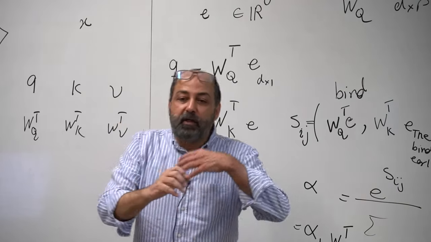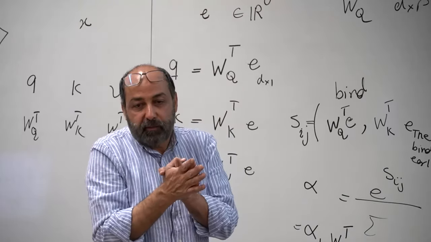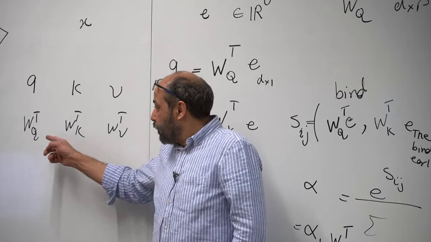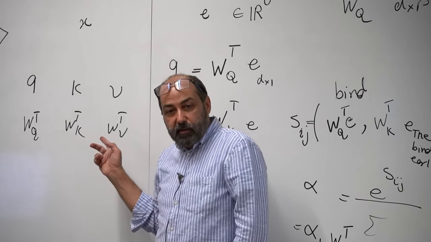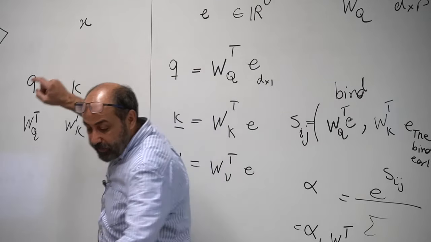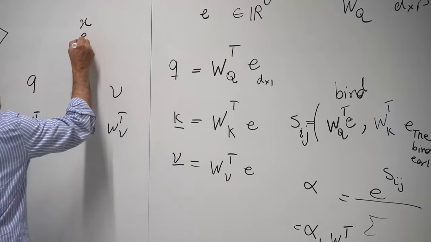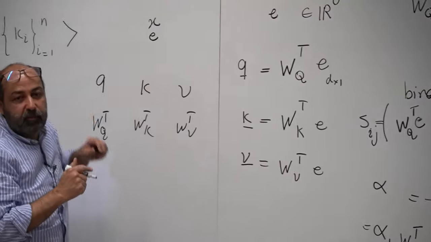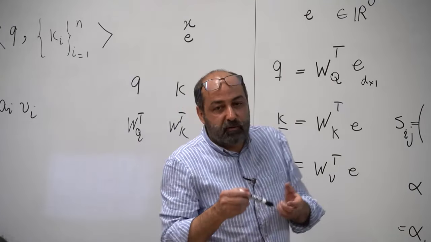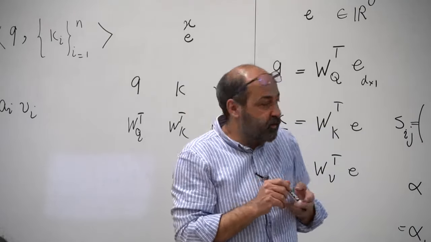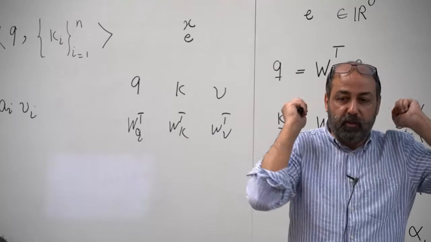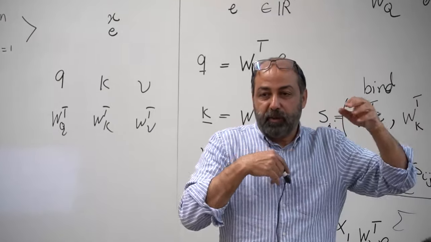You have to learn all of them at the same time. It's not that these two are fixed and then you compute this. You compute all of these three matrices and representations at the same time through backpropagation. You don't have pre-calculation for word embedding, and you don't have pre-calculation for any of these matrices. So these are parameters of your model. You initialize them at the beginning, and through backpropagation you learn all of them.